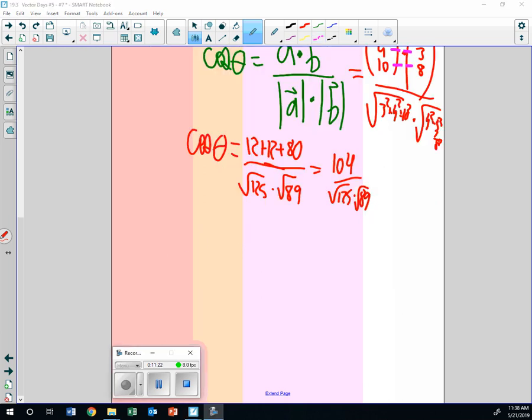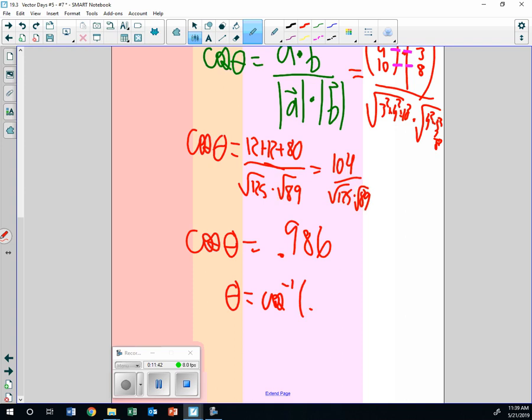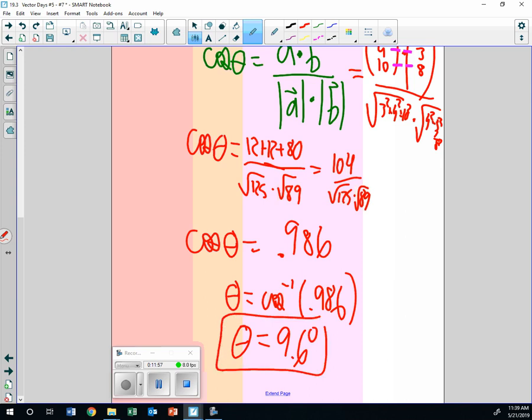Decimal for me, cosine of theta equals point what? You get 0.986? Yeah. And so in degree mode, let's find out how many degrees this is. Do the inverse cosine, the undoing cosine of 0.986. That should be, what do you get for degrees? 9.6 degrees. That's great. That's the angle of the two paths.